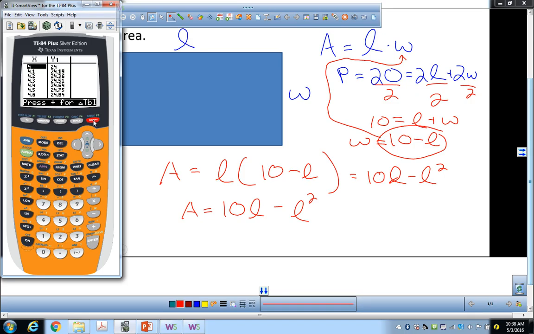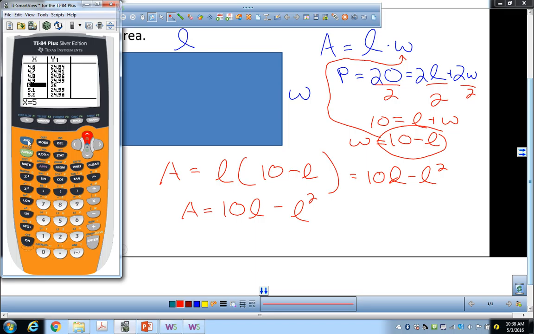If I go second table, I can see that as I go up in increments of 0.1, what number do I appear to be getting very close to? I get very close to 25, and then it appears to be going back down again, right?